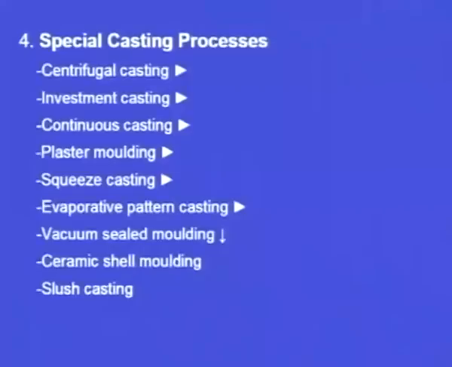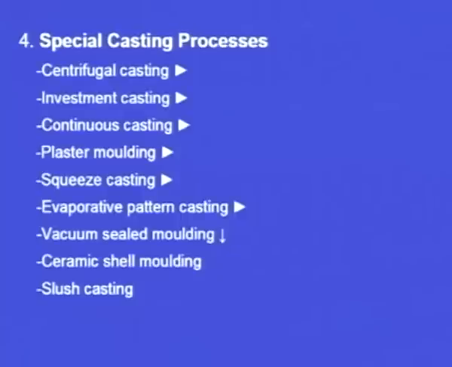Among the special casting processes, we have seen centrifugal casting, in which the molten metal occupies the cavity by virtue of the centrifugal force acting on it. The casting yield is very high. We have seen investment casting, in which we get extreme surface finish and extreme tolerance. We have seen continuous casting, in which the casting yield is 100%. We have seen plaster molding, in which we get better surface finish. We have seen squeeze casting, which is the combination of casting and forming technology, and the mechanical properties are improved.